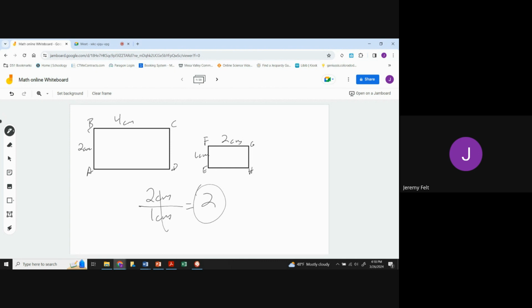And again, side lengths proportional. 4 divided by 2 is 2. 2 divided by 1 is 2. So our side lengths are still proportional. Not the same, but they're proportional. So these rectangles are obviously similar, but not congruent.